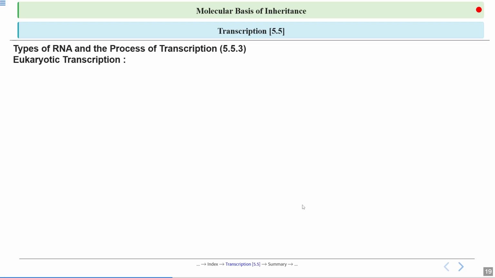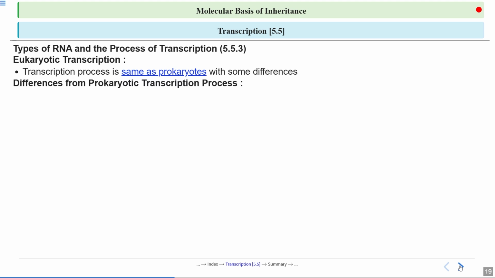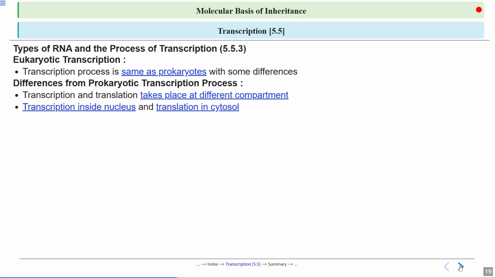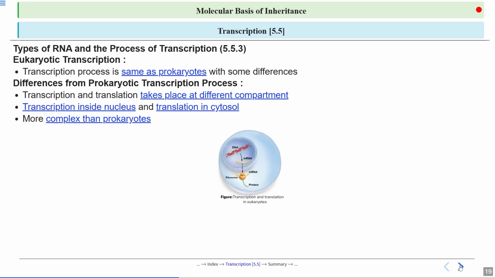Let's talk now about eukaryotic transcription. The transcription process is more or less the same as in prokaryotes, but there are some differences. So what are the differences from the prokaryotic transcription process? Let's talk about that. Transcription and translation take place in different compartments. Transcription inside the nucleus and translation in the cytosol, more complex than prokaryotes.